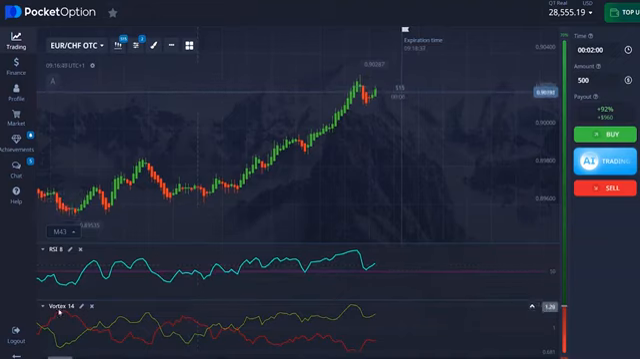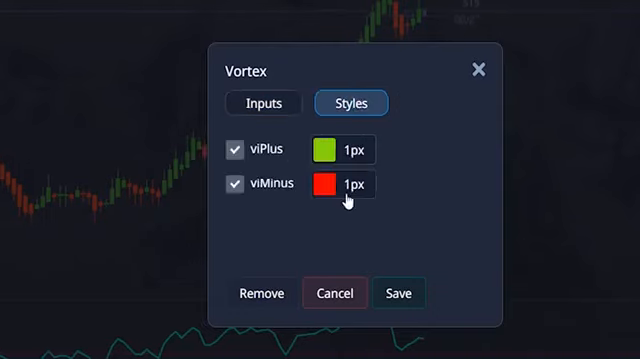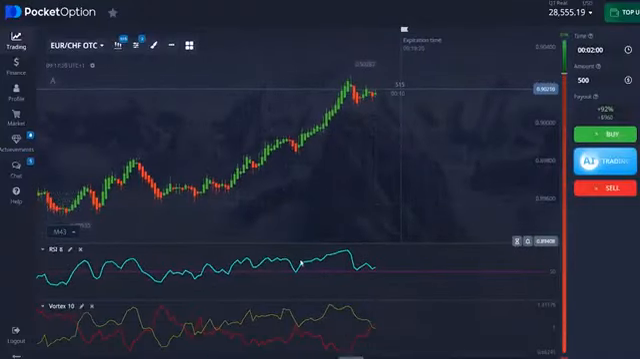Right here, we're going to come over to our Vortex indicator, and right here on the period, we're going to be turning it to 10. Right here on the style level, you can use any colors that you are pleased with, but I'm going to be using green and red. And when you're done, guys, you're just going to click on save. This is how your indicators should look.